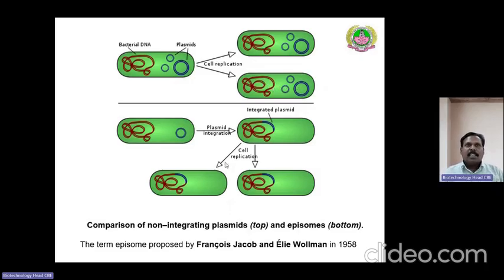Whereas in the other case, typically the plasmids are integrated with the chromosomal DNA, and we call them integrated plasmids, or they lie over the chromosome. We refer to them as episomes. The term episome was proposed by Francois Jacob and Elie Wollman in 1958.